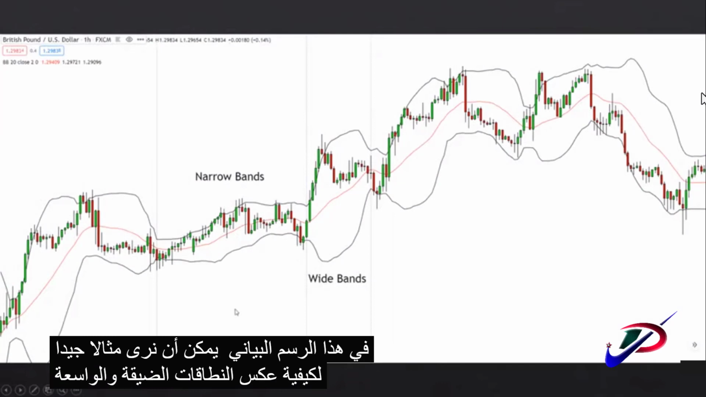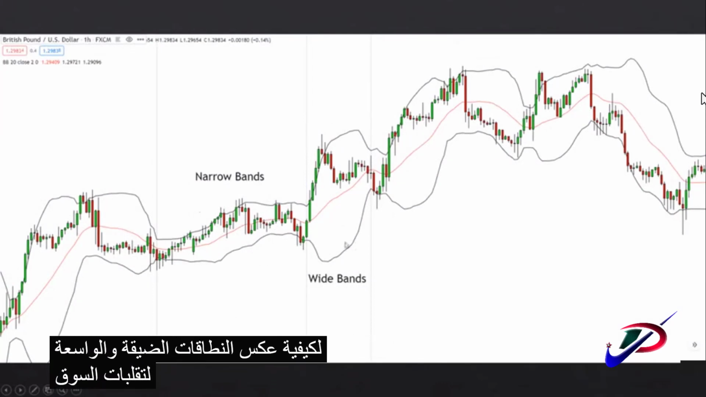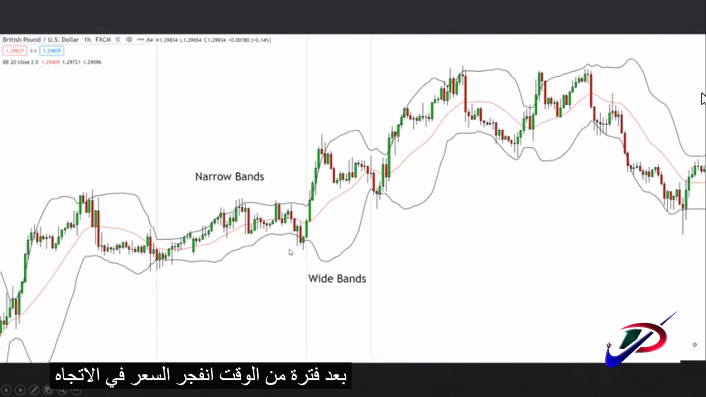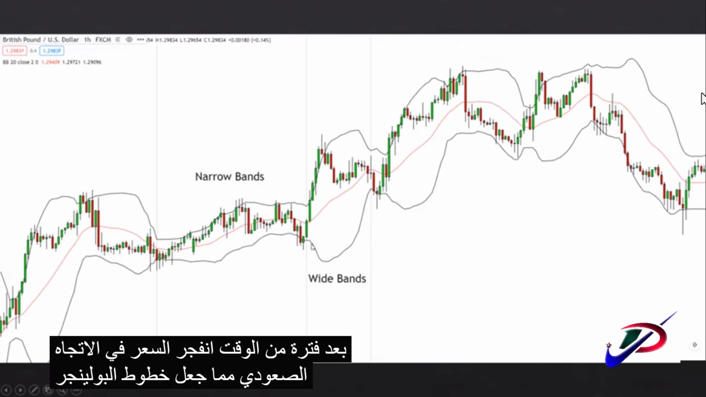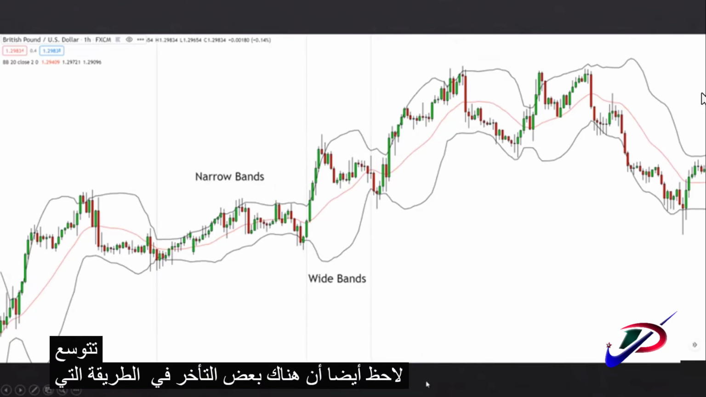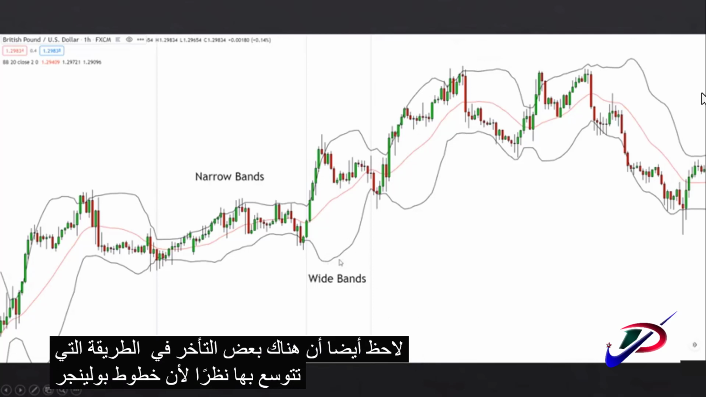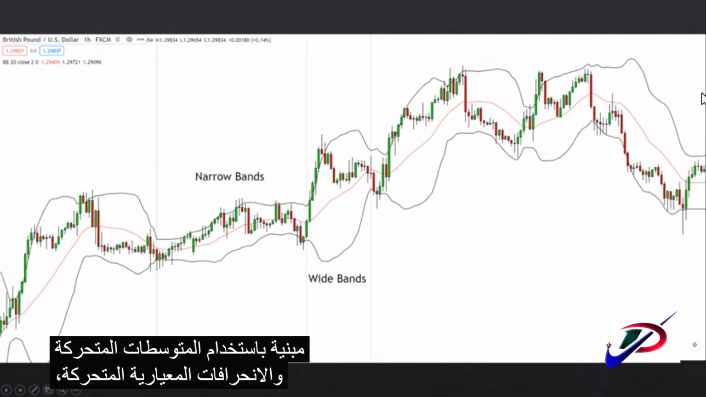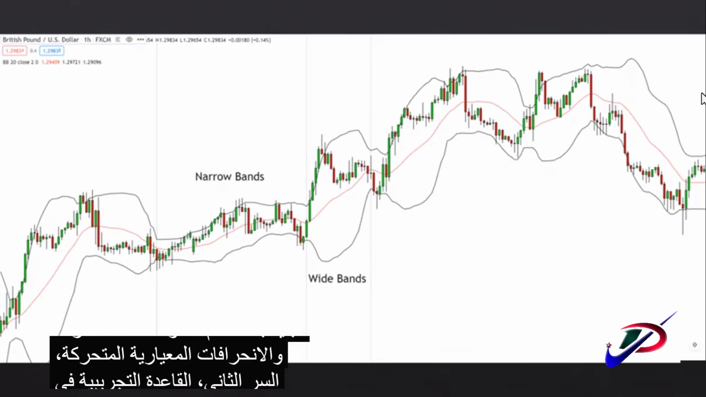In this chart, we can see a good example of how narrow and wide bands reflect the market volatility. On the left, the narrow bands reflected a rather calm market. After a while, price exploded to the upside, and that made the Bollinger Bands expand also. Notice that there is some lag in the way they expand since Bollinger Bands are built using moving averages and moving standard deviations.